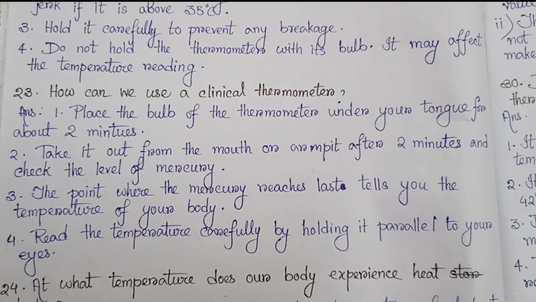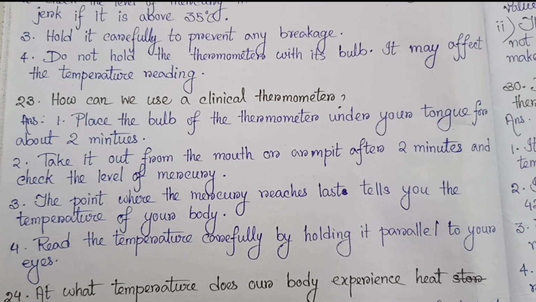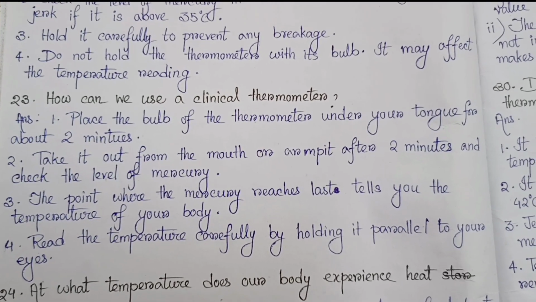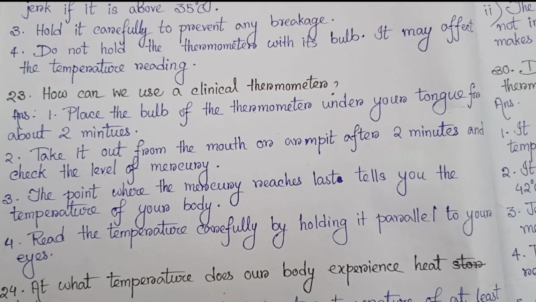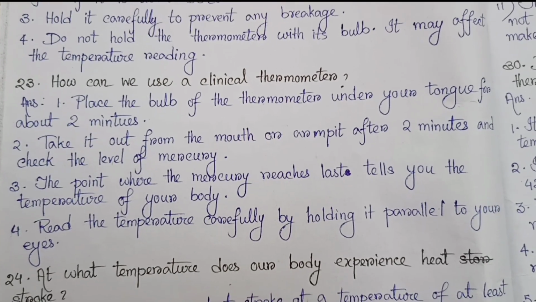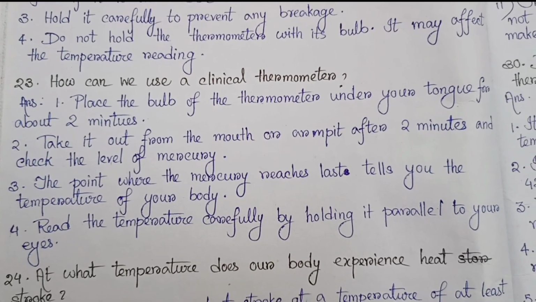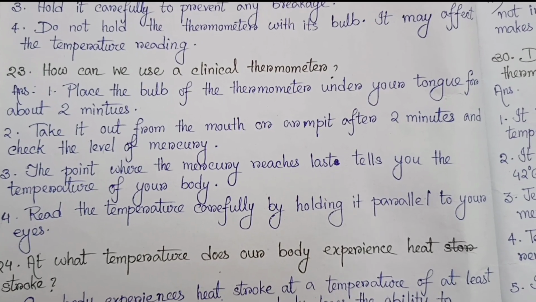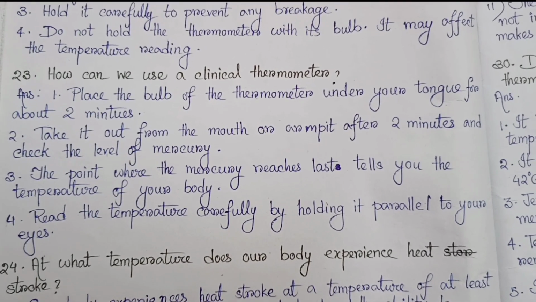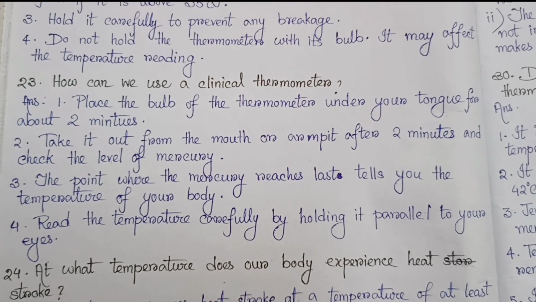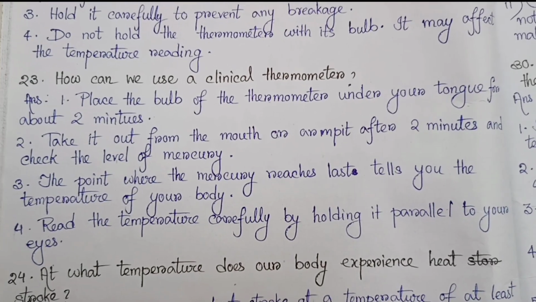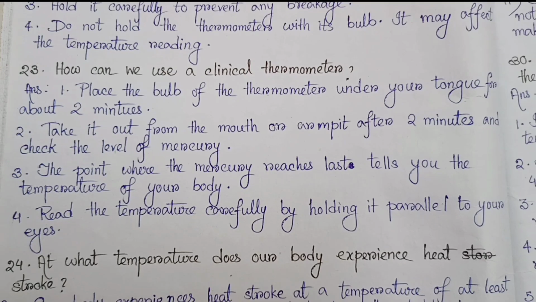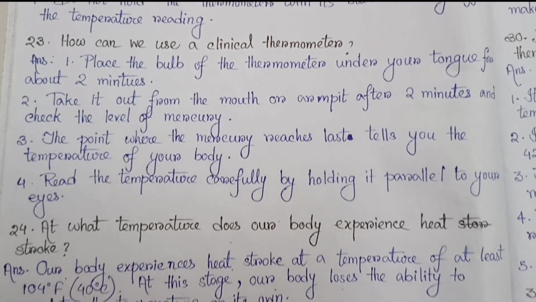23. How can we use a clinical thermometer? Number 1. Place the bulb of the thermometer under your tongue for about 2 minutes. Number 2. Take it out from the mouth or armpit after 2 minutes and check the level of mercury. Number 3. The point where the mercury reaches last tells you the temperature of your body. Number 4. Read the temperature carefully by holding it parallel to your eyes.